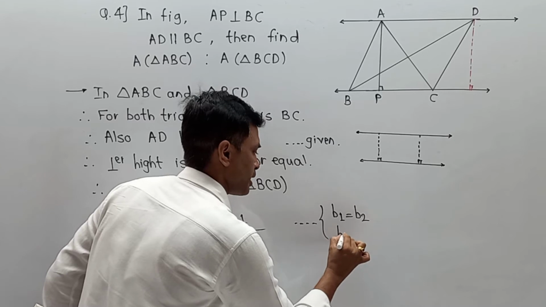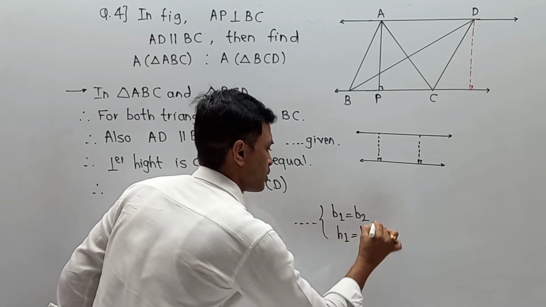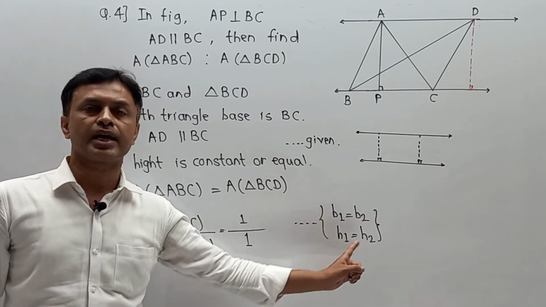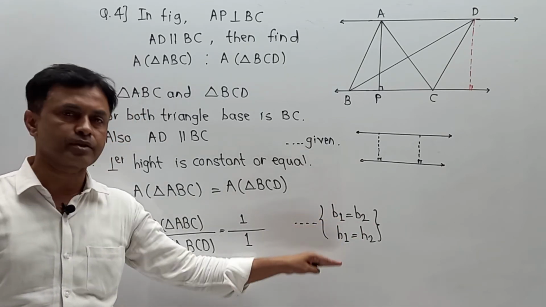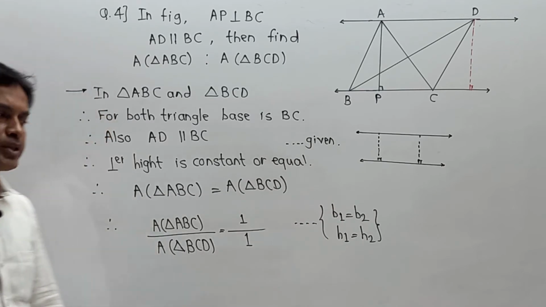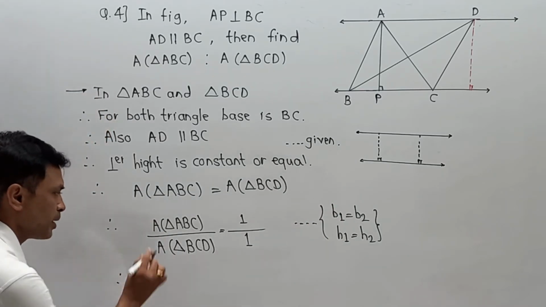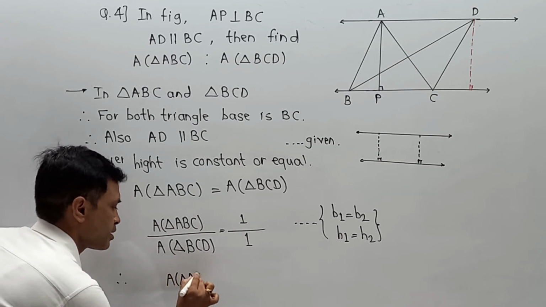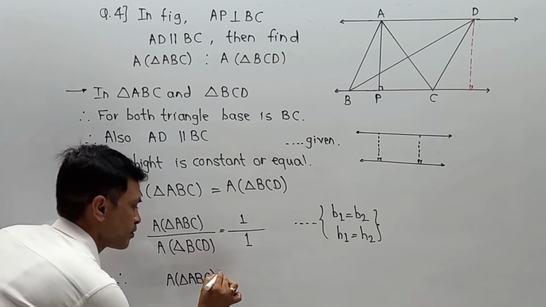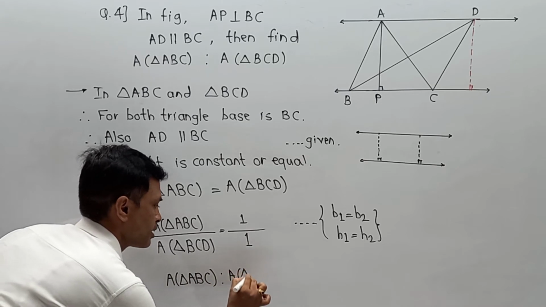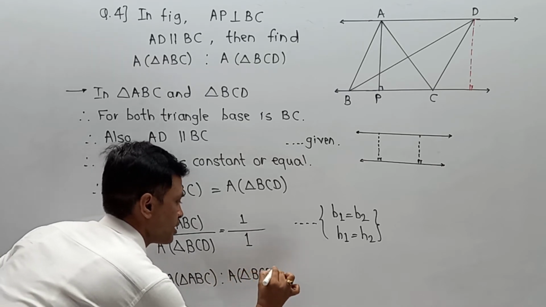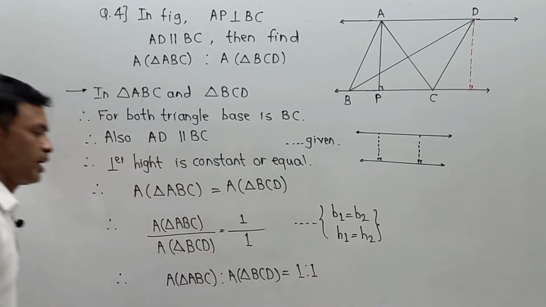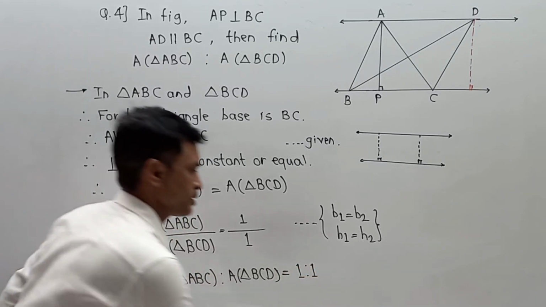and the height of the first triangle is equal to the height of the second triangle. Logically you can say simply that base and height are equal. Either in symbolic presentation or in words you can mention it. Naturally we can say area of triangle ABC is to area of triangle BCD is equal to 1:1, and in this way you can complete your answer.